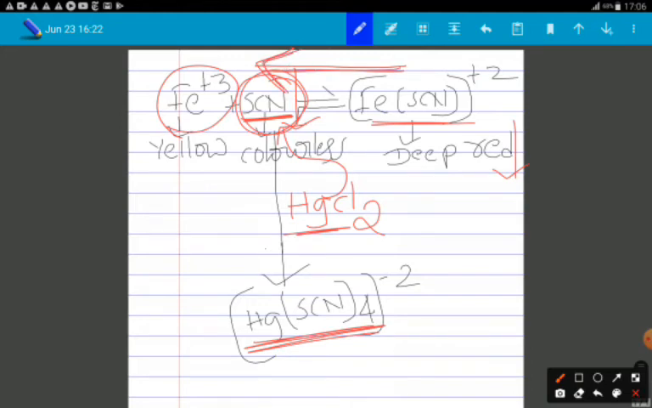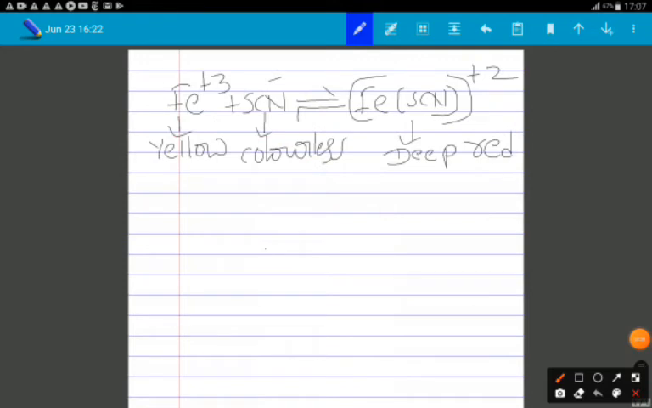Now if you want the reaction to go in the forward direction, the reactant concentration has to be increased. So what I am going to do is add the potassium thiocyanate.